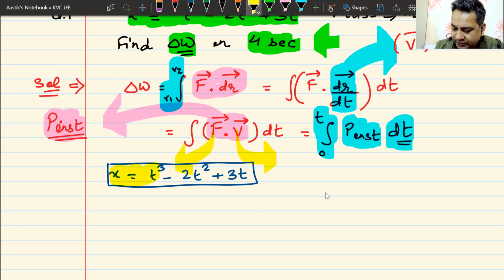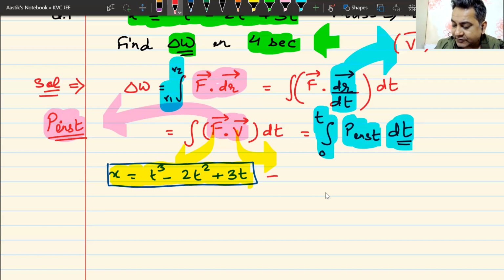I hope your mic is working. We know the steps. Can anyone tell me how will I find velocity from here? X is given as a function of time. X is position. How will I find velocity? No one knows it. Okay, not a problem.